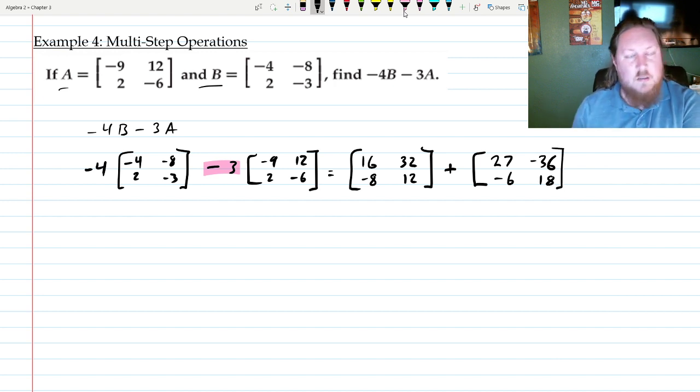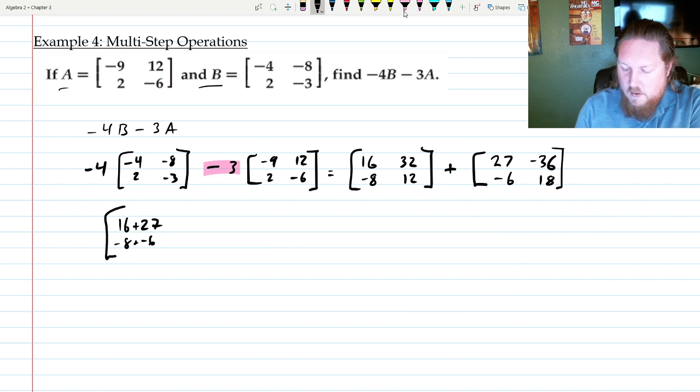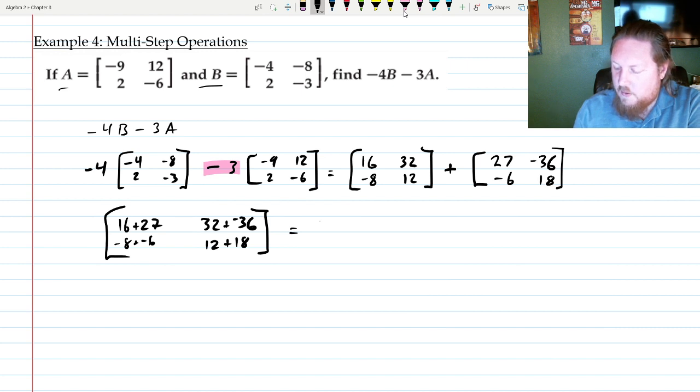Now that we're down to just the matrices, I'm able to add them together. So I add them positionally. 16 plus 27 and negative 8 plus negative 6 for my first column. 32 plus negative 36 and 12 plus 18 for my second column. And we simplify that out. 16 plus 27 is 43 and negative 14 for my first row, and negative 4, 30 for my second row.